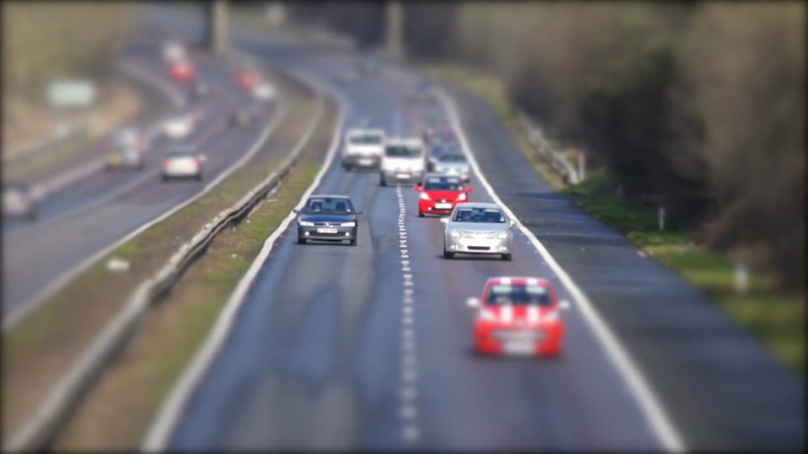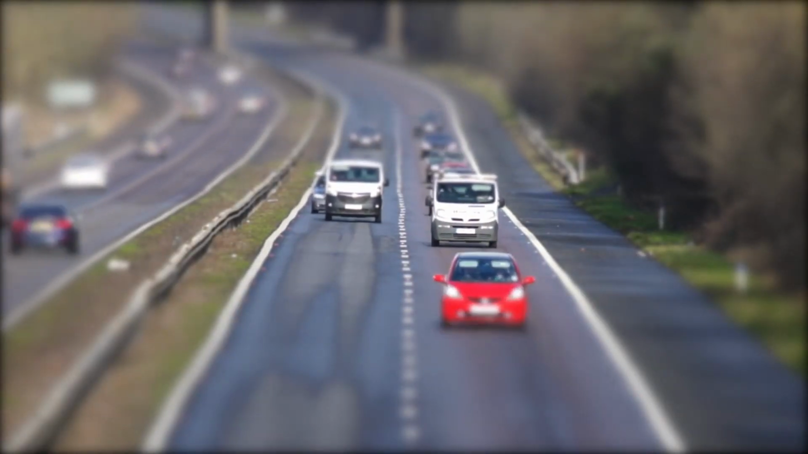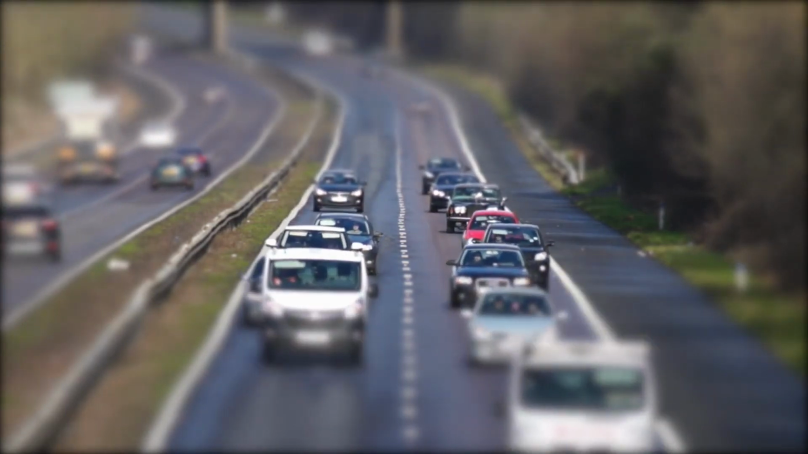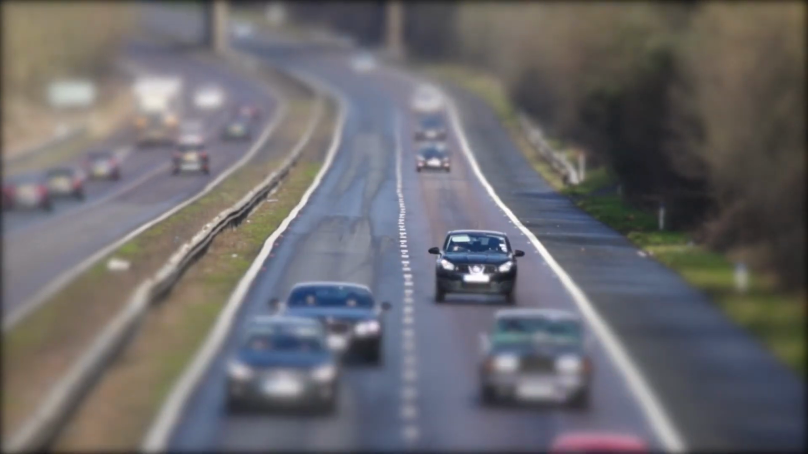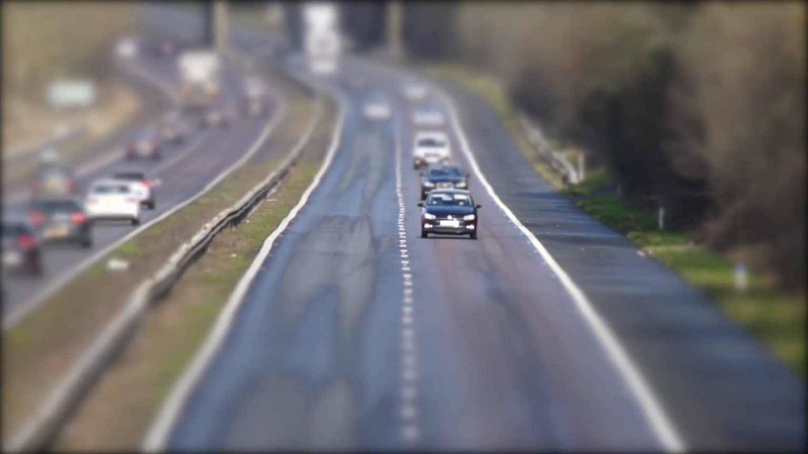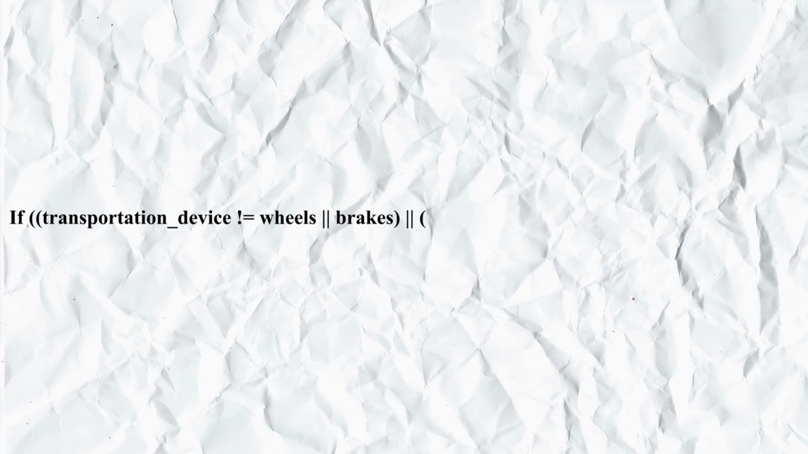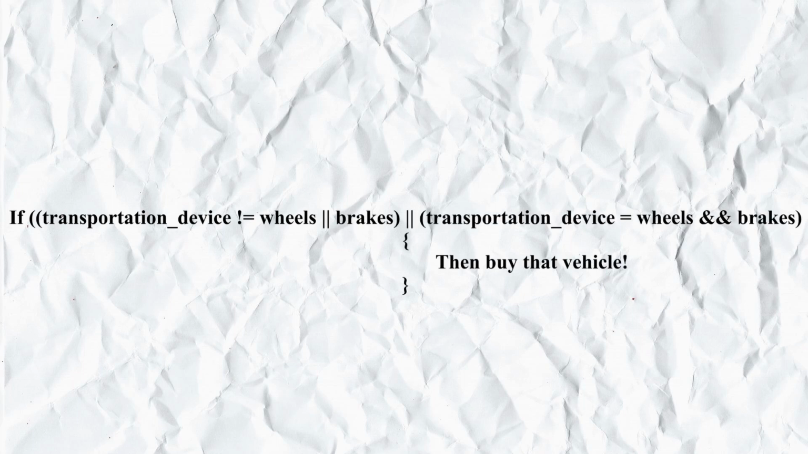Say you want a car with tires and a brake system, like most people would. You'll only buy a car if it has both, or you're willing to opt for a pogo stick, which has neither. However, you do not want to have anything in between. You would write that using an XNOR gate. If transportation device does not equal wheel or brakes, or transportation device equals wheels and brakes, then buy that vehicle. Our code basically says that if our transportation device has neither wheels nor brakes, or if it has both, then we will buy it. Do not worry if you do not get it at first. This is probably the most complicated to understand, because it does not often arise in many day-to-day situations.